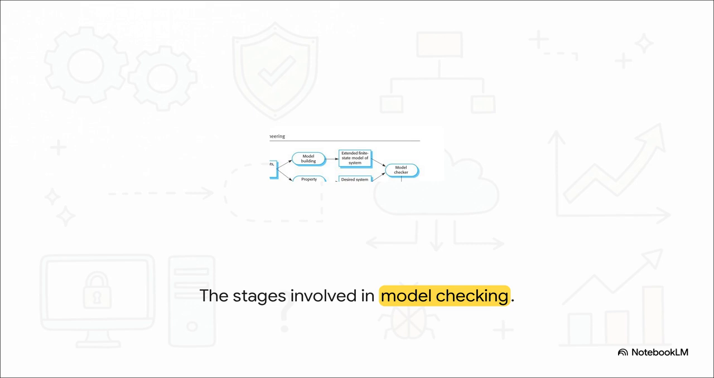The tool exhaustively analyzes the model. Finally, it outputs either a confirmation that the system is perfectly safe or a counterexample. And that counterexample is incredibly useful because it shows the engineers the exact sequence of events that leads to a dangerous state, so they know exactly what to fix.